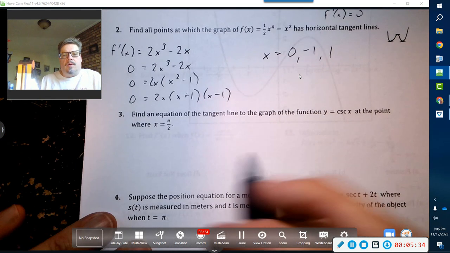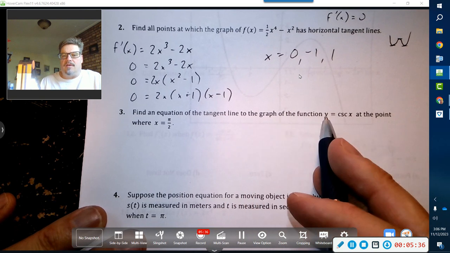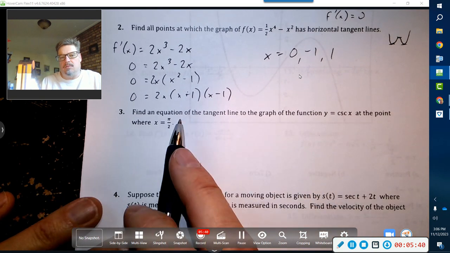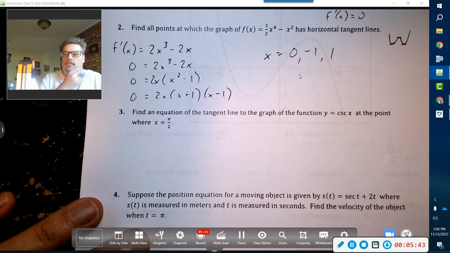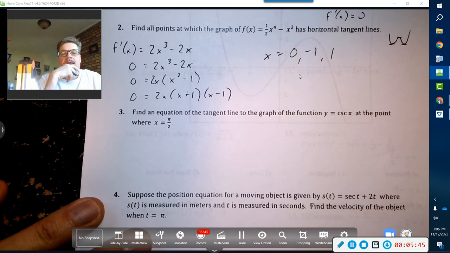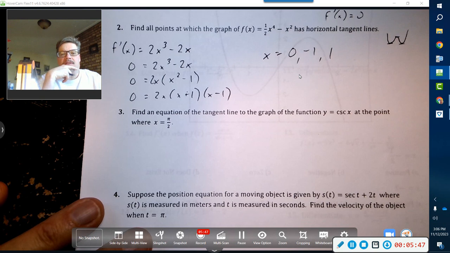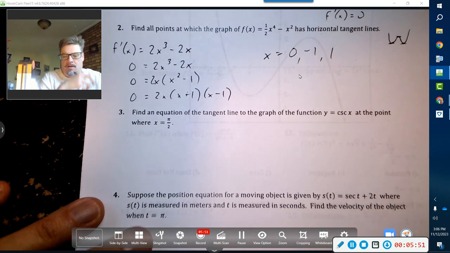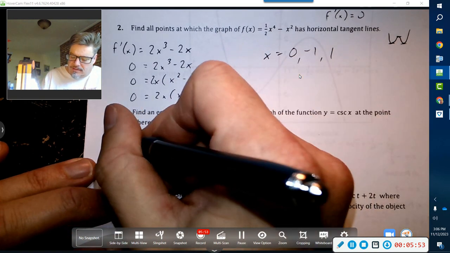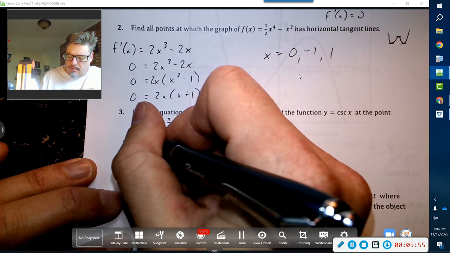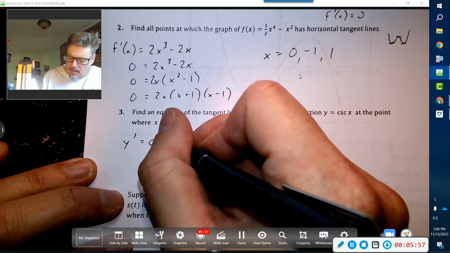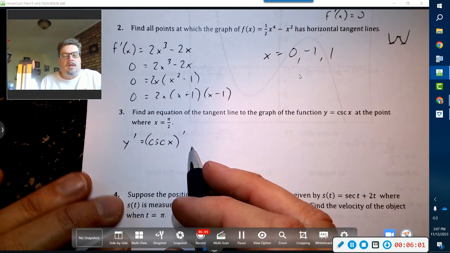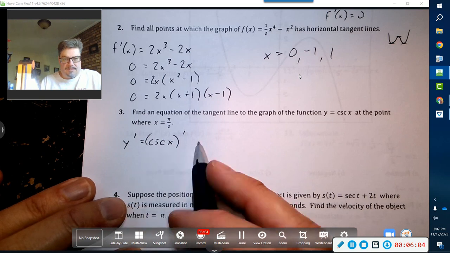All right. Find the equation of the tangent line to the graph of the function y equals cosecant x at the point where x equals pi over 2. Okay, so we want the tangent line, but the tangent line requires a slope and a point. So for the slope, I'm going to take the derivative of this.